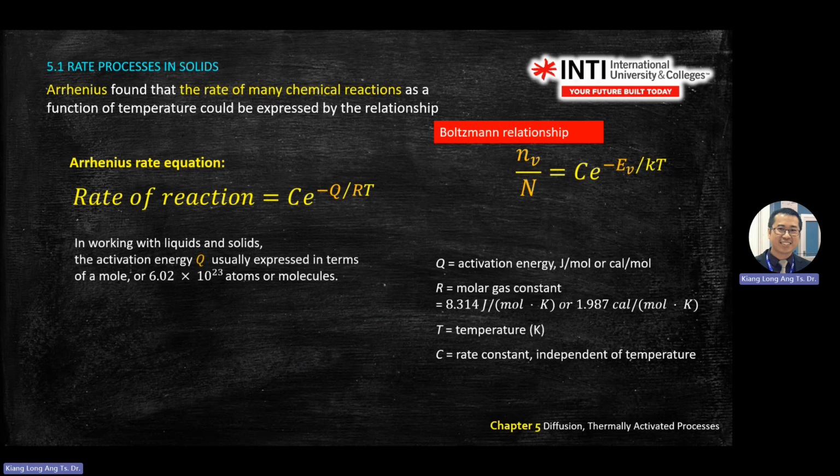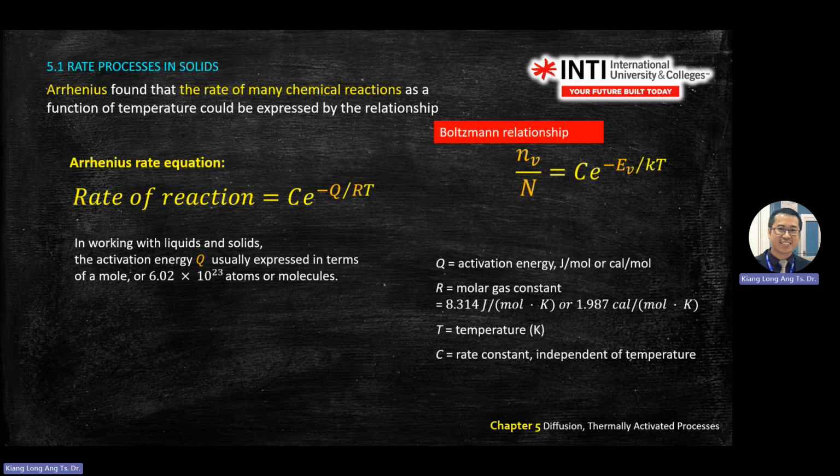So Q is activation energy. It can be in Joule or calorie, depending on the R value that you use. If the R value given is in Joule per mole per Kelvin, then you use Joule per mole. If the R value in the question gives you calorie per mole per Kelvin, then you use calorie per mole.